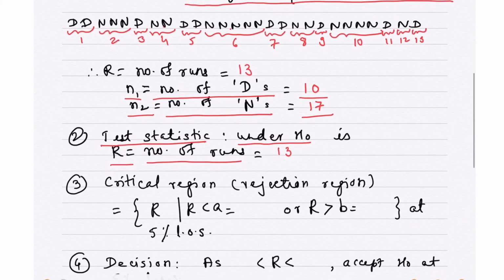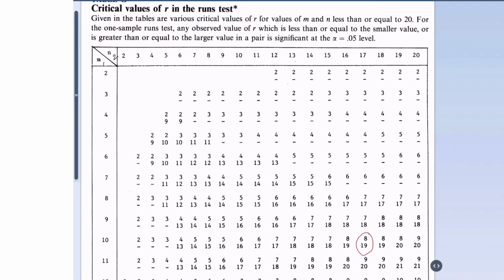Next step is to write the critical region or rejection region. As seen in the earlier sum, the same critical region: set of all R such that R is less than A or R is greater than B at alpha, that is 5%, the given level of significance. Now let us see how to get the values of small a and small b in this critical region using the table. Here is the table.